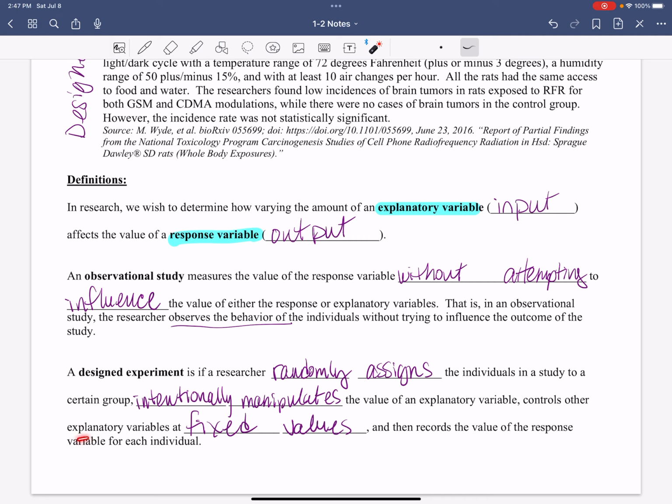It controls the other variables at fixed values. The same humidity, the same room temperature, the same amount of light and darkness, right? All of those are controlled. And then you record the value of the response, because the response is just the output. I'm doing work to the explanatory variable, the input, the thing I'm working with. The response variable is just what comes out of that. All right? Okay, I want to make sure you get these definitions so you know what's happening there.